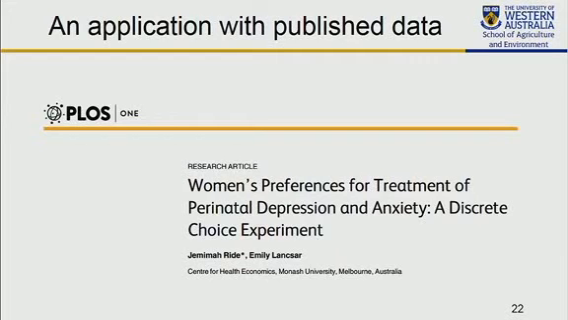PLOS One was good because they sometimes put the data sets up. They just load them up. Not all of them, but some of them do. So this paper actually put the data set up, so I can replicate it. What is it? It's about perinatal depression and anxiety. Sorry, I should be more accurate in reading stuff.